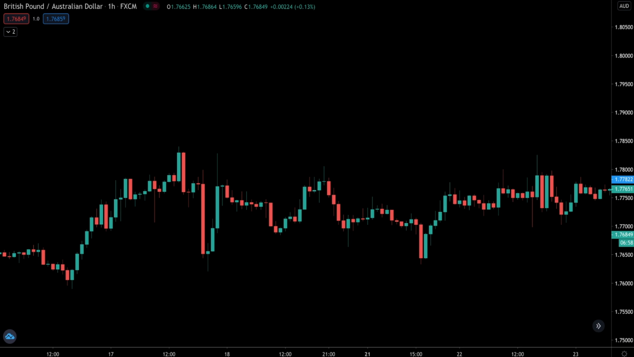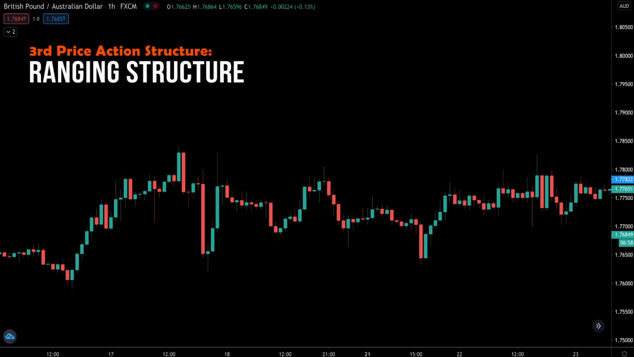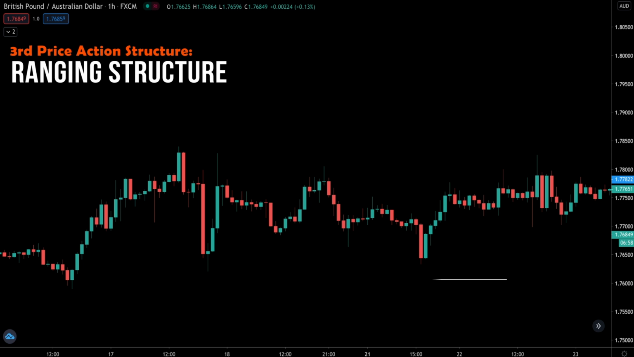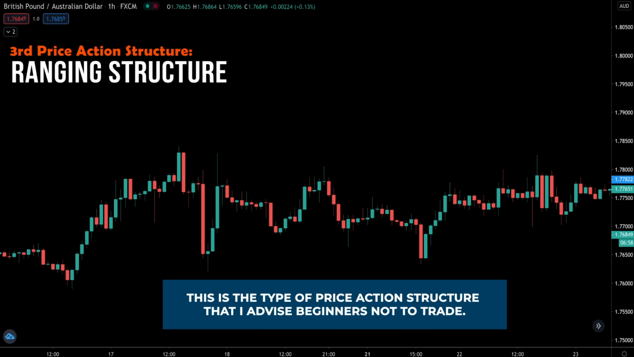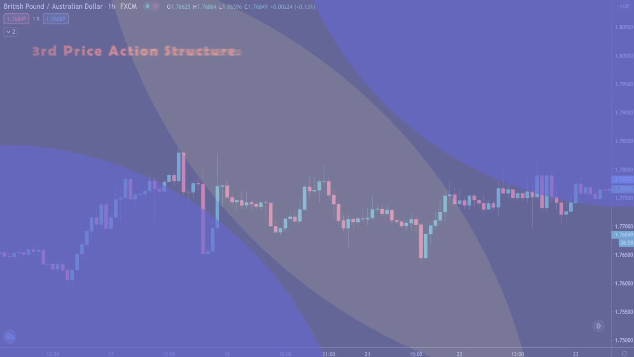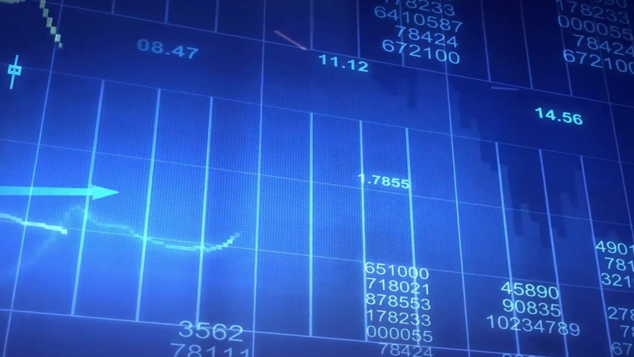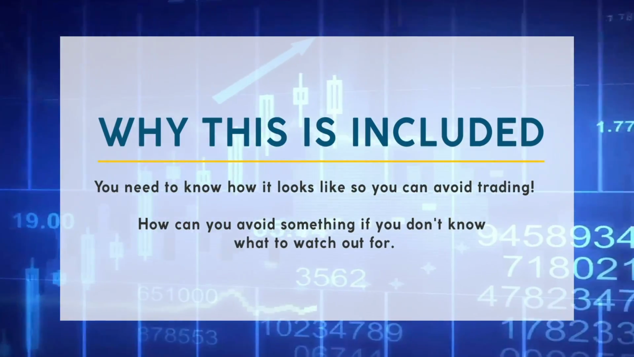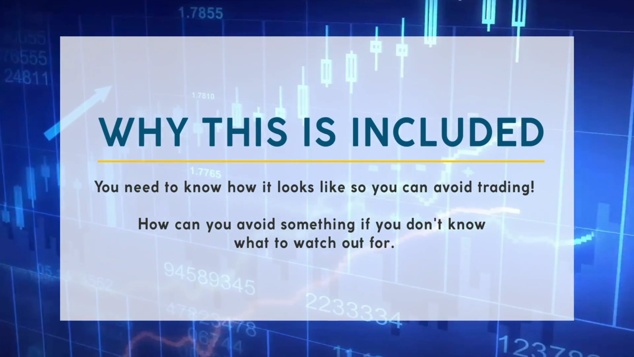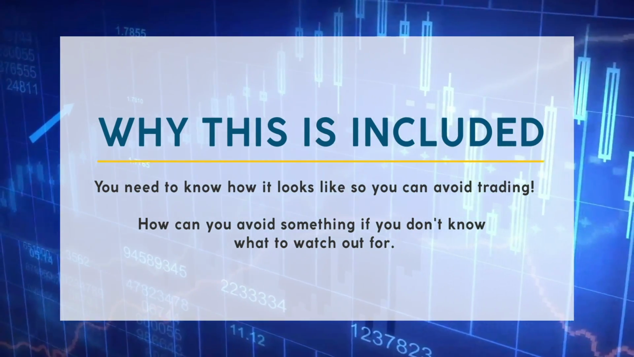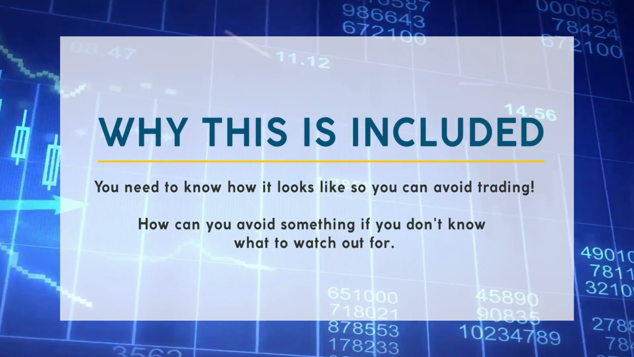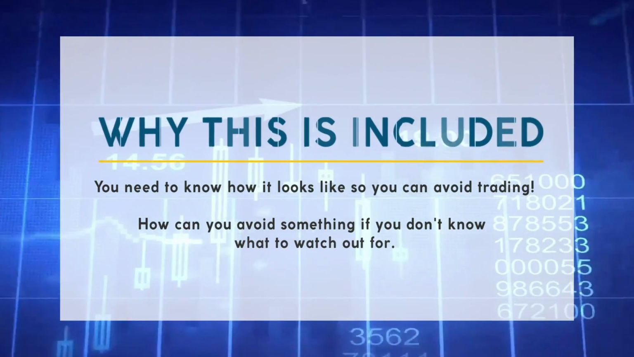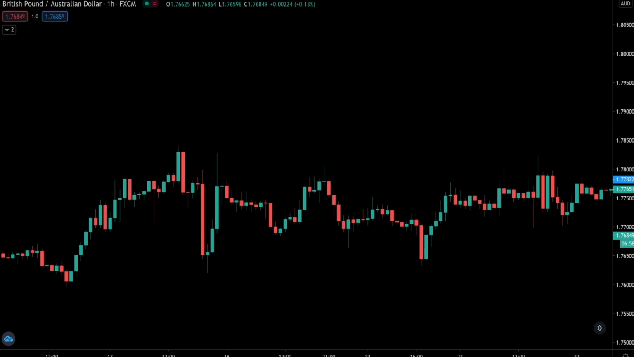So let's move on to the last type of price action structure, which is the ranging structure. This is the type of price action structure that I advise beginners not to trade, especially if you are still struggling to profit in your trading account. Now, you might ask, why bother to cover this if it's something that I recommend against? Well, that's because you need to know how it looks like so you can avoid trading it, right? How can you avoid something if you don't know what to watch out for? So well, that's the purpose of this portion of the video, and it's important that you keep watching.